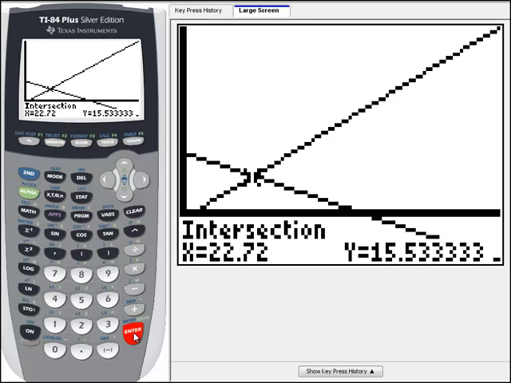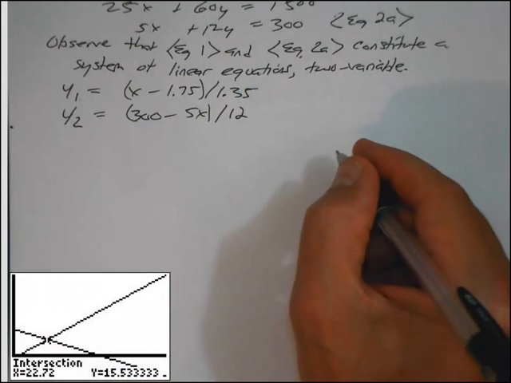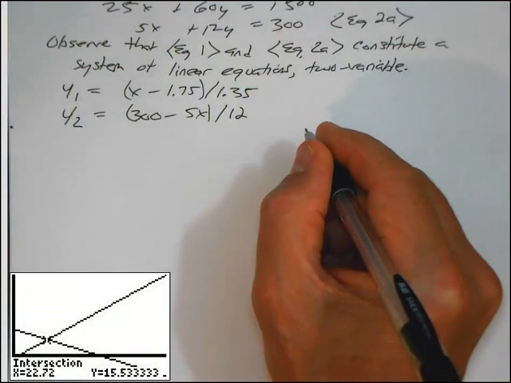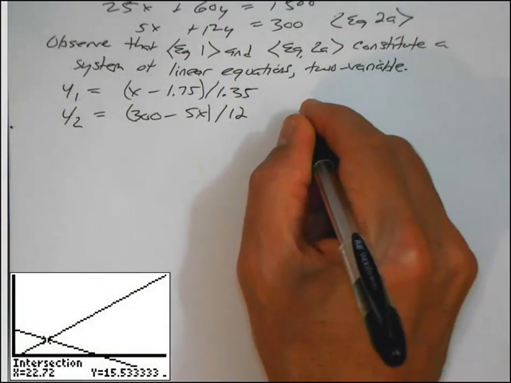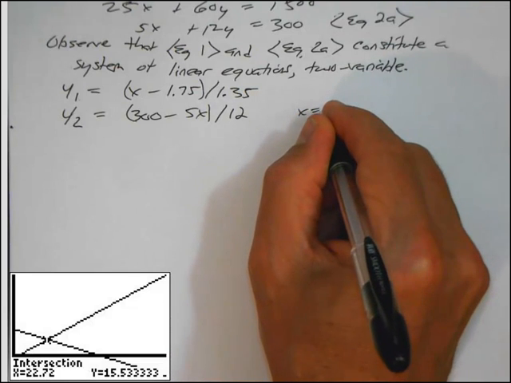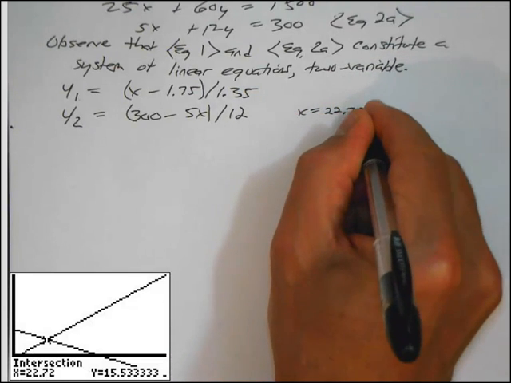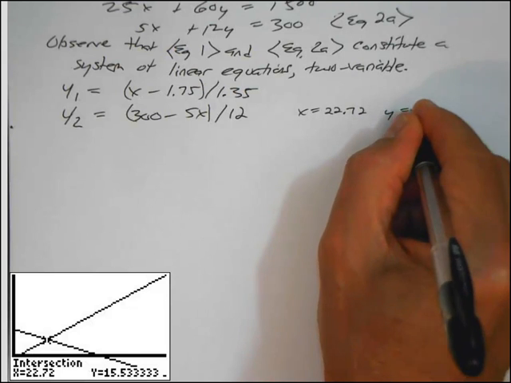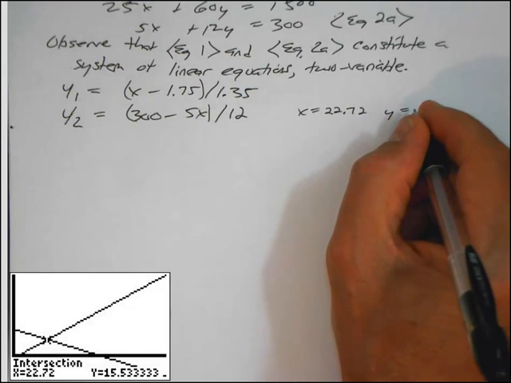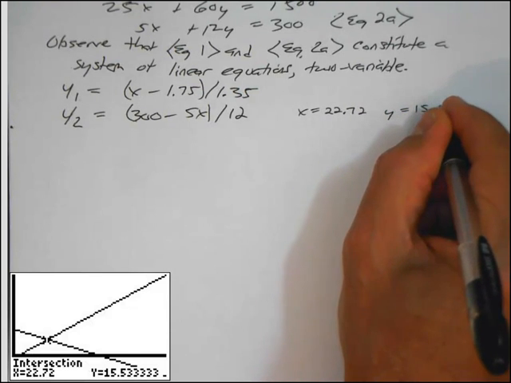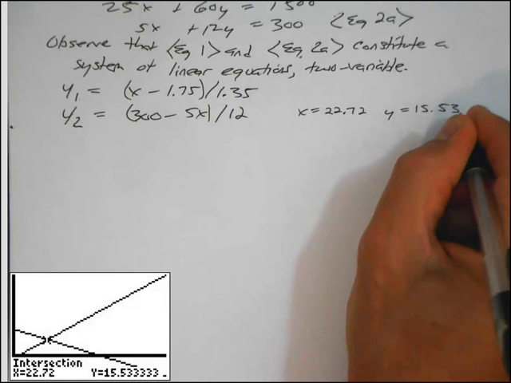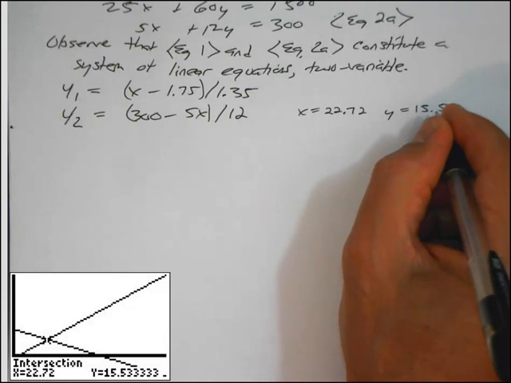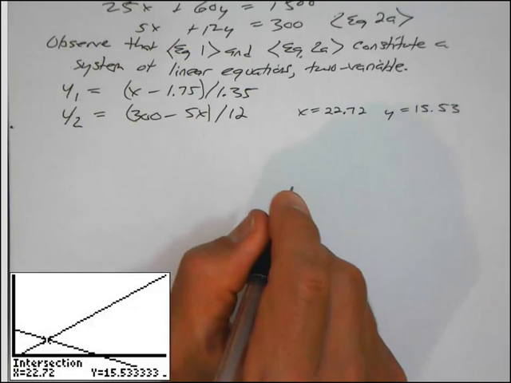Alright. Let's interpret this on our paper. Okay, so we've got a solution mathematically here. We've got this x equal to 22.72, and then we have a y equaling about 15.53, anticipating rounding to the nearest cent. Could round that there at this point.